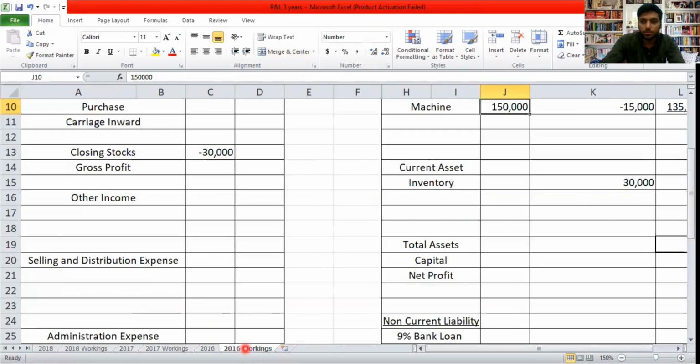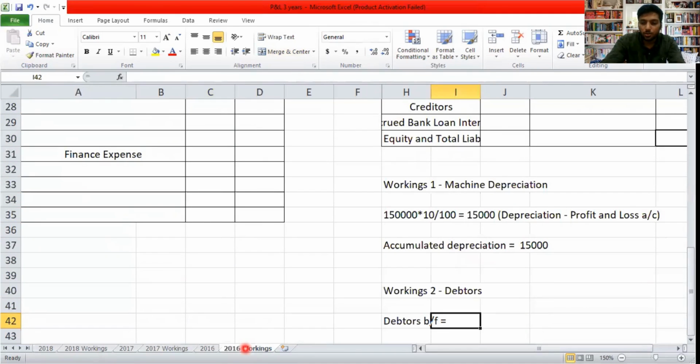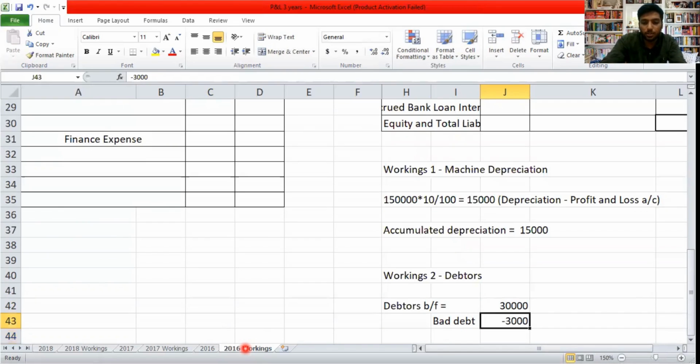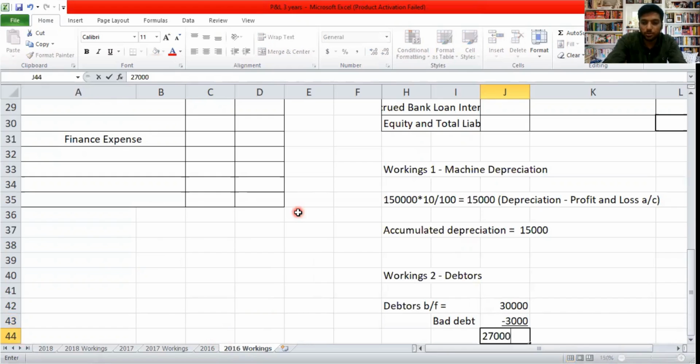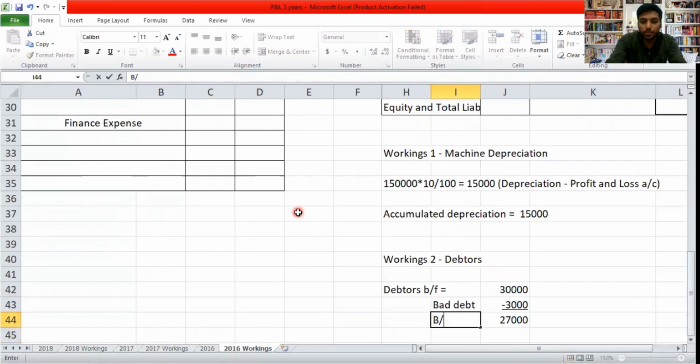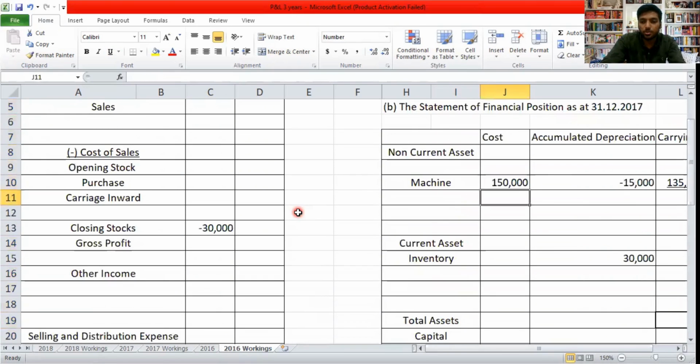30,000. Sorry guys, I think my number got off. 30,000, and you need to deduct bad debts. How much is the bad debt? 3,000 from 30,000. If you deduct, you will send to the financial statement 27,000. Financial position, so balance sheet, you can say BS. Balance sheet 27,000. I'll represent here 27,000 debtors.